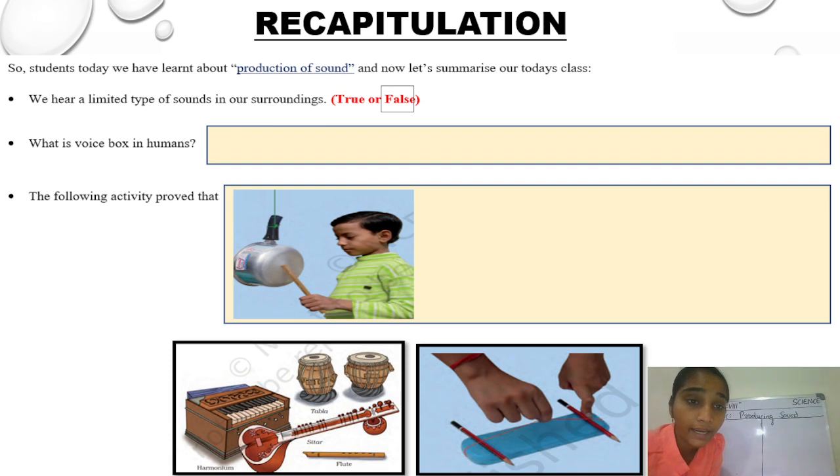Now the following activity proves that. You can see, I told you about the vibration, right? So what will this activity prove? Yes, this will prove that sound is produced by a vibrating body. Like if we hang a vessel and we strike it, then we produce a vibration sound. So it is related to the fact that sound is produced by a vibrating body.